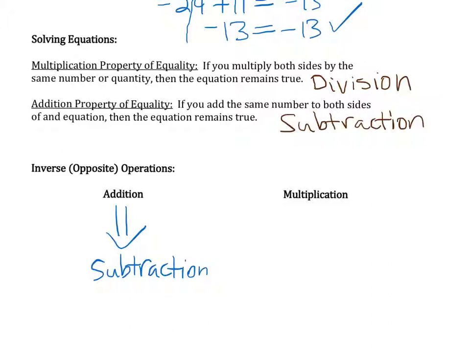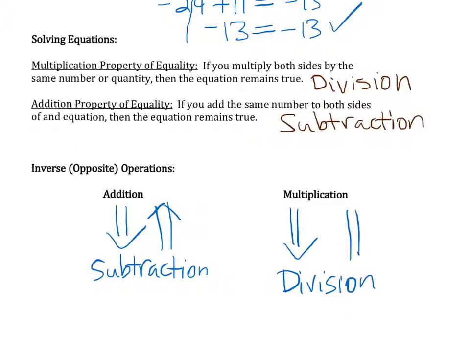Similarly, if my problem starts with subtraction, then I'm going to want to do the inverse operation, which is addition. The same is going to hold for multiplication. If I see a multiplication in my problem, then in order to undo that multiplication, I'm going to go to division. And if I see division, in order to undo that division, I'm going to multiply. And these things will help me solve for my variable.